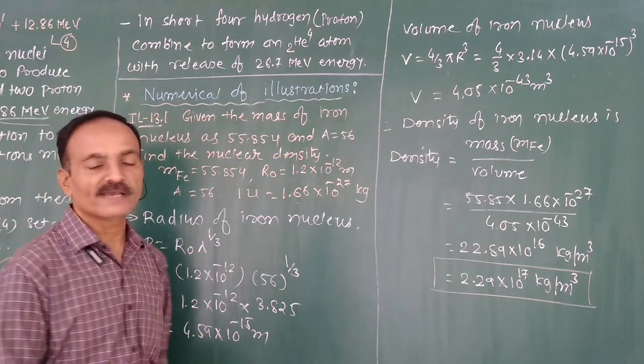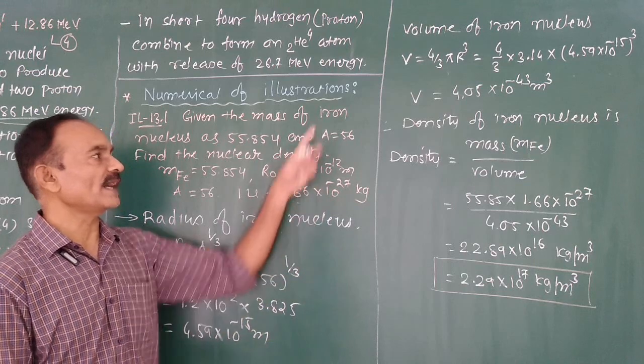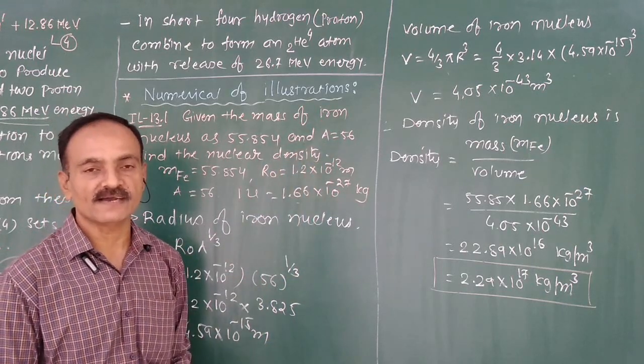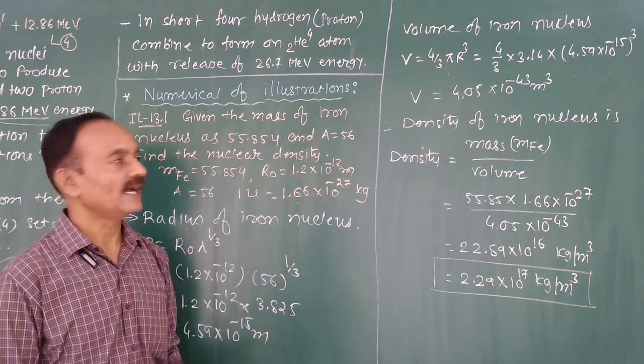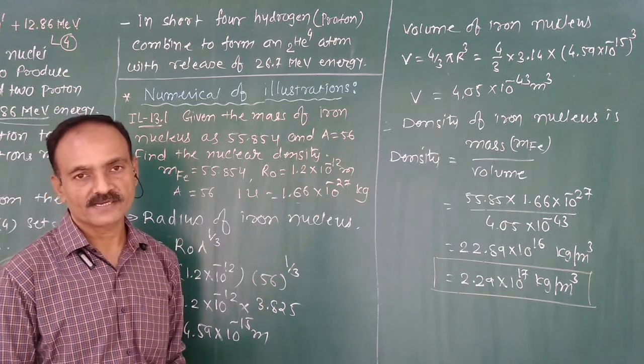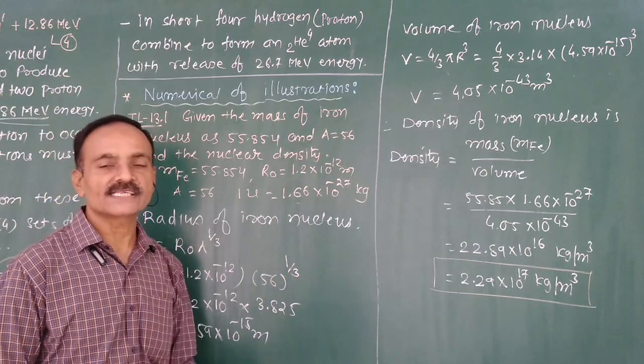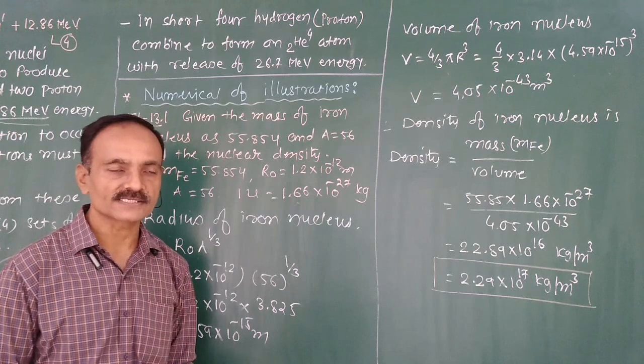So this type of numerical may be asked. Instead of the iron, another nucleus is given. Here the atomic mass and also the atomic number are different. So we can calculate the density of any given nucleus. Clear?